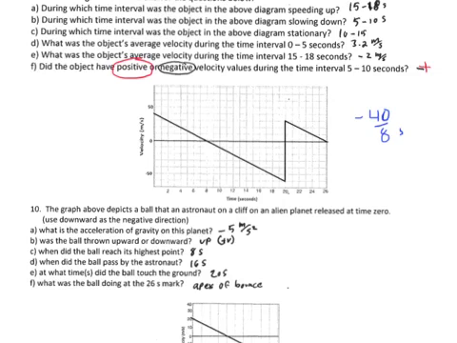And at what time did the ball touch the ground? Well, when it hits the ground, it bounces, so it has a very brief, very sharp positive acceleration. So that looks to me about time 20. And what was the ball doing at the 26 second mark? Well, it leaves the ground with this positive velocity, slows down on its way up, and reaches its apex, going 0 at the apex of its bounce.